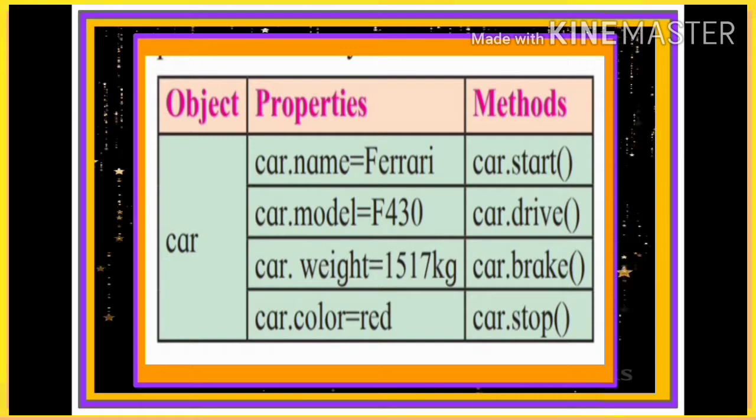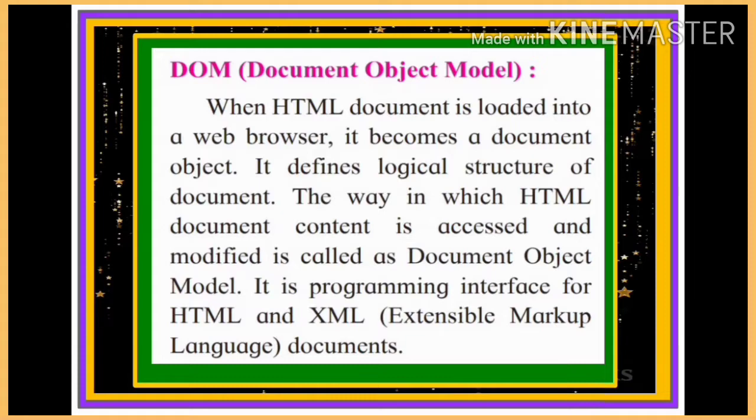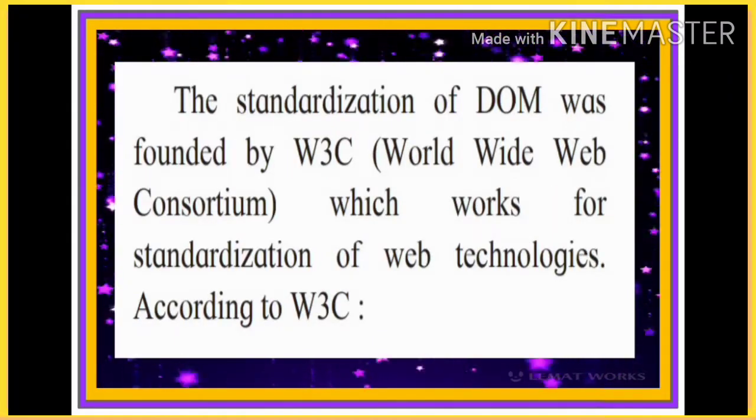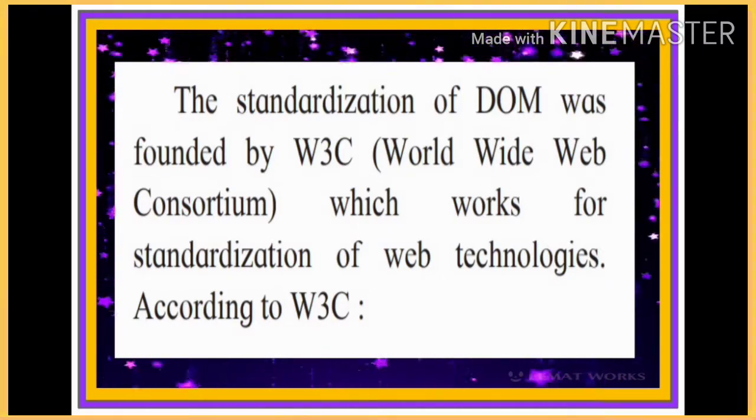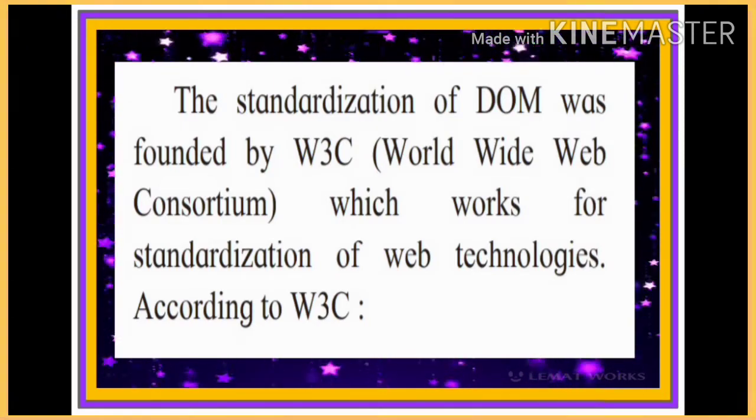We have discussed one object, the car object, having the properties name, model, weight, color, and methods start, drive, brake, stop. We have also seen the DOM, document object model, role of the DOM, concept of W3C. The standardization of DOM was founded by W3C. Long form of W3C is World Wide Web Consortium.